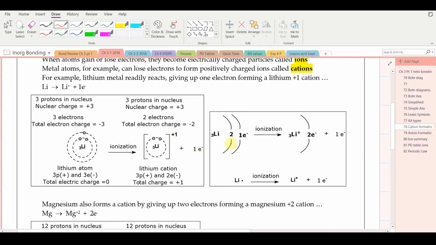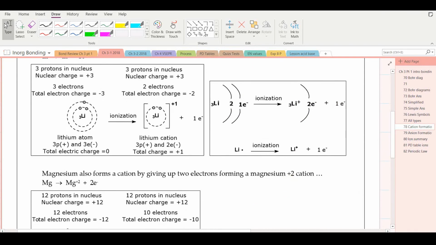In our simplified Bohr diagram, we have neutral lithium with 2 plus 1 electrons becoming lithium cation with 2 electrons, having lost 1. In our Lewis symbol, we have neutral lithium with a single dot becomes lithium cation with no dots and a plus 1 charge and electron lost.